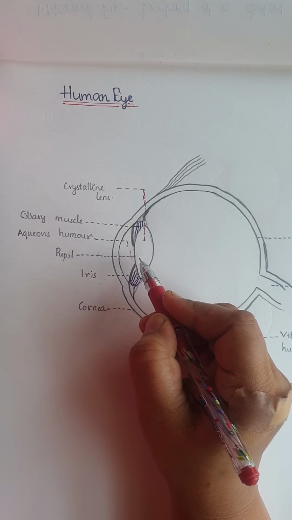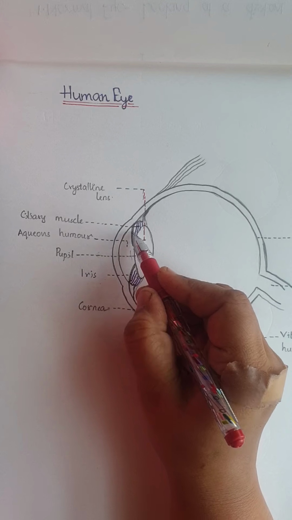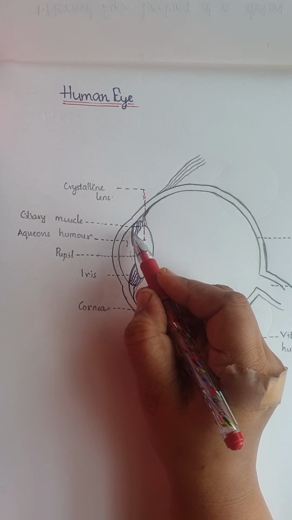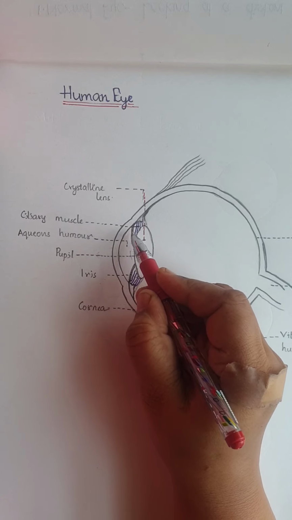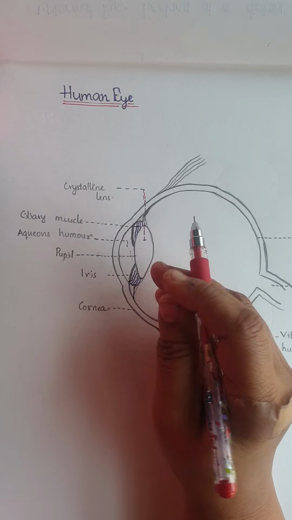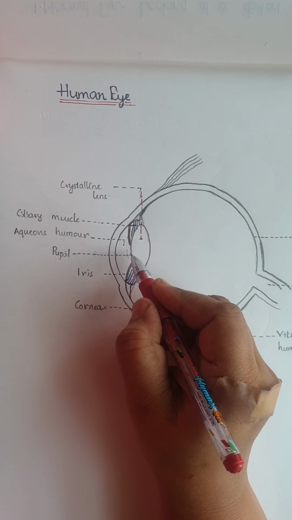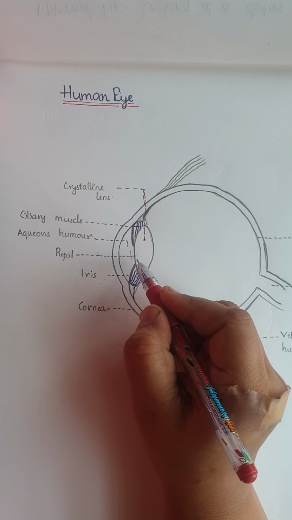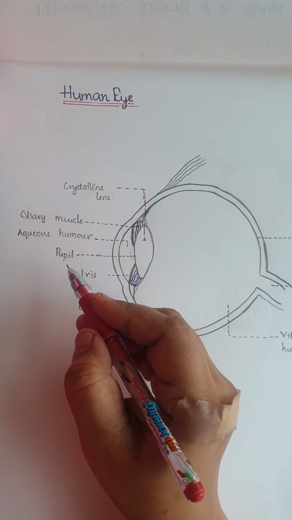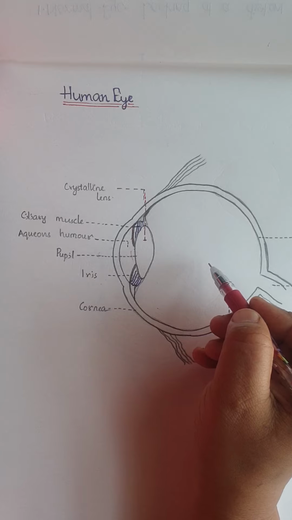It reduces, right? Yes, the size of these two iris, these two diaphragms contract. What will happen? The pupil reduces its size, so a lesser amount of light enters into our eye.